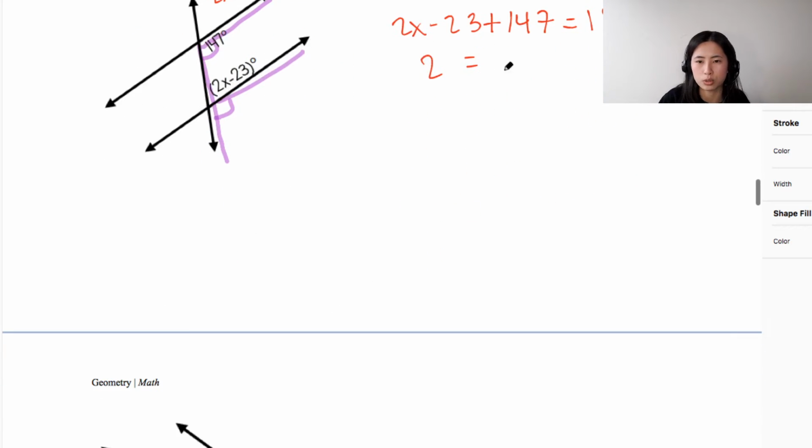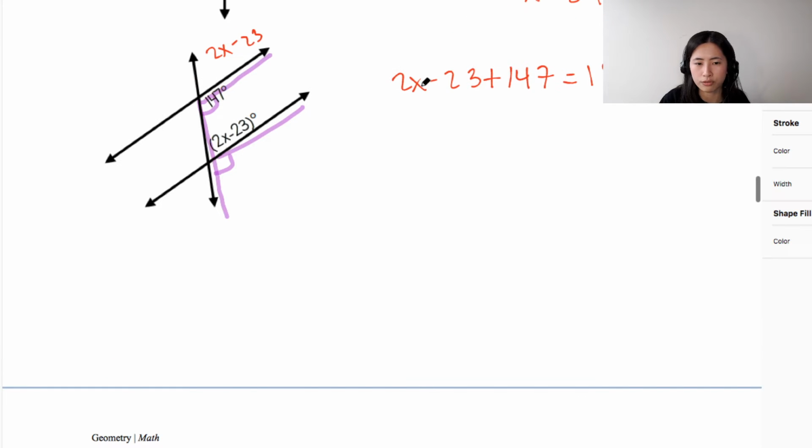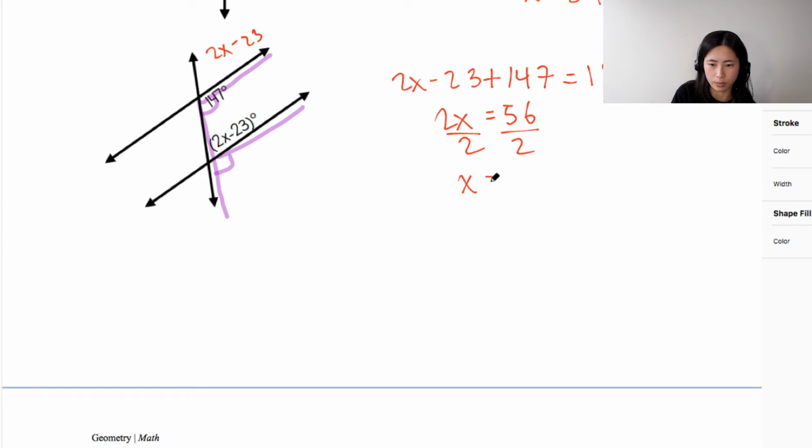Okay, I'll show you two options in order to solve for this. Let's go the first route. So basically it's 2x minus 23 plus 147, that's equal to 180. And then you have 180 minus 147, that's equal to 33. And you still have the minus 23 over here, so you're going to add 33 plus 23. That would give you 56. So 2x is equal to 56. Dividing both sides by 2, you have x is equal to 28. So this is the first route.